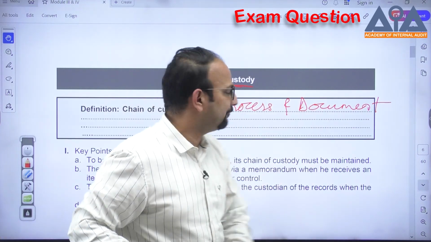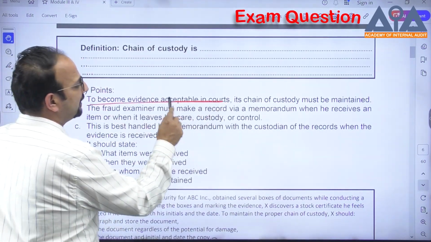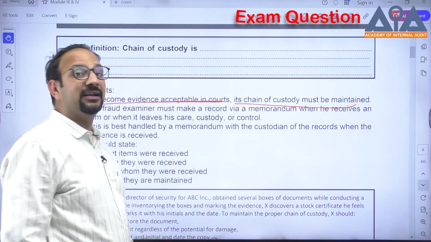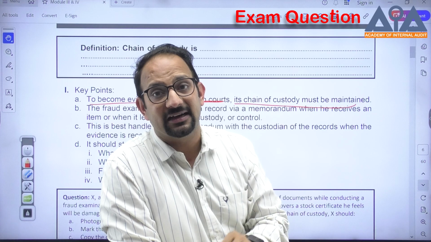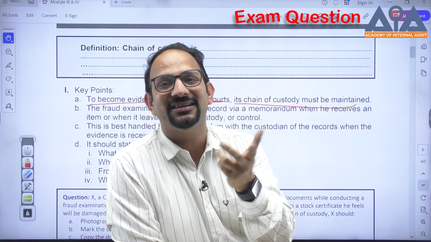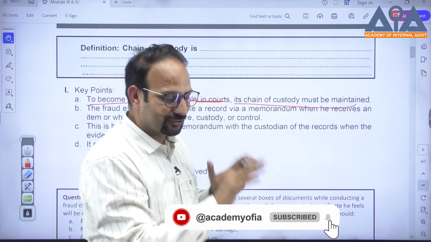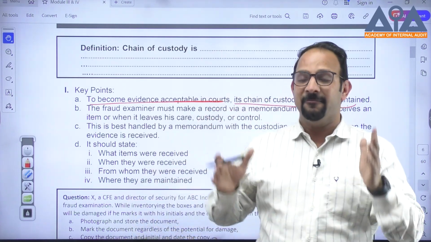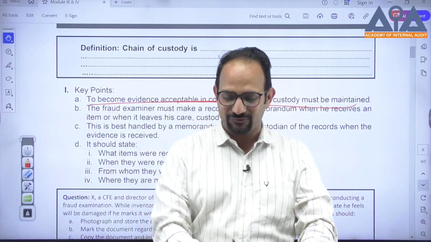There are certain important points you have to keep in your mind. Number one, to become evidence acceptable in the court, its chain of custody must be maintained. If you obtained a document 10 days earlier and today you are presenting it in the court, and you cannot let the court know where this document was for the rest of those 10 days, that document may not be admissible in the court. So the clear fundamental here is, to become acceptable evidence in the court, its chain of custody must be maintained.